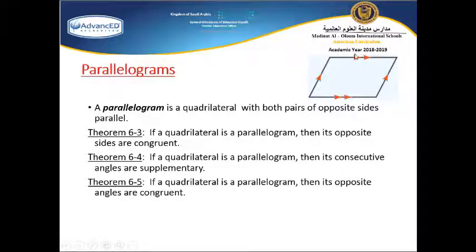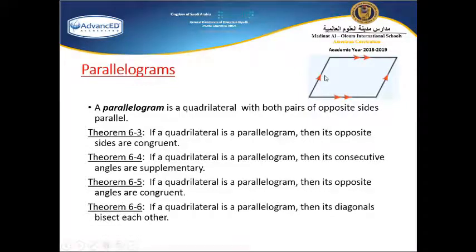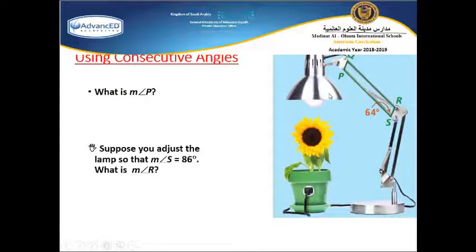Each two opposite sides are parallel, and each two opposite angles, the cross angles, are congruent. Each two consecutive angles are supplementary, their sum is 180. Each two opposite sides are congruent. And the diagonals, the segments that connect the opposite angles, bisect each other.